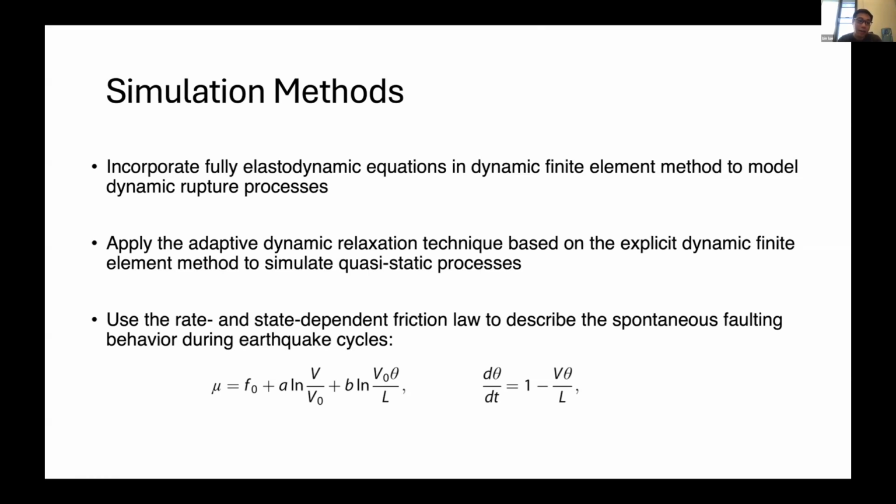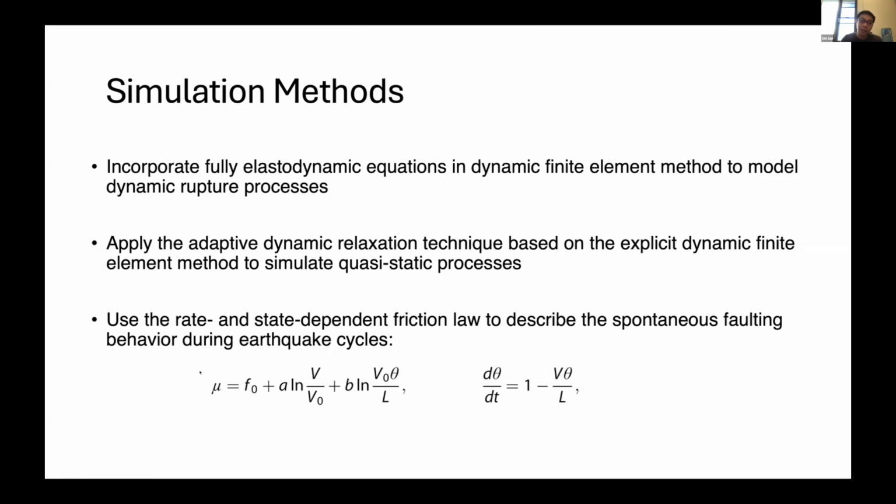And to do that, of course, we have one important step, which is to convert the dynamic rupture EQdyna code into a quasi-static simulation code, which I believe Qingjun will talk about in the next section, which uses the dynamic relaxation technique to do the job. And the third part is what I'm going to talk about, which is to implement this rate and state dependent friction law into the code.